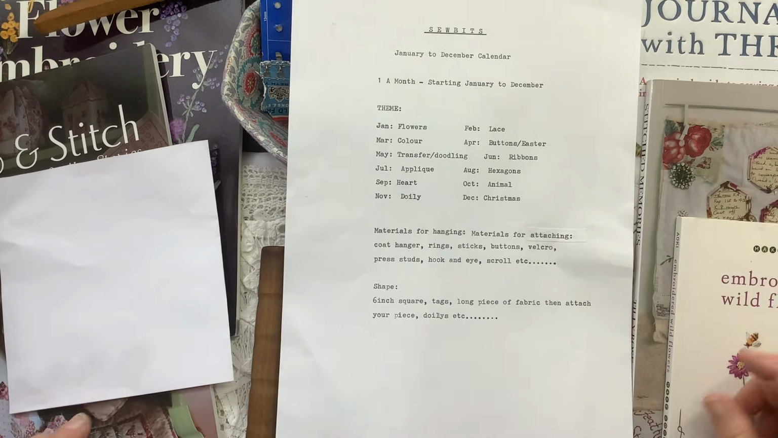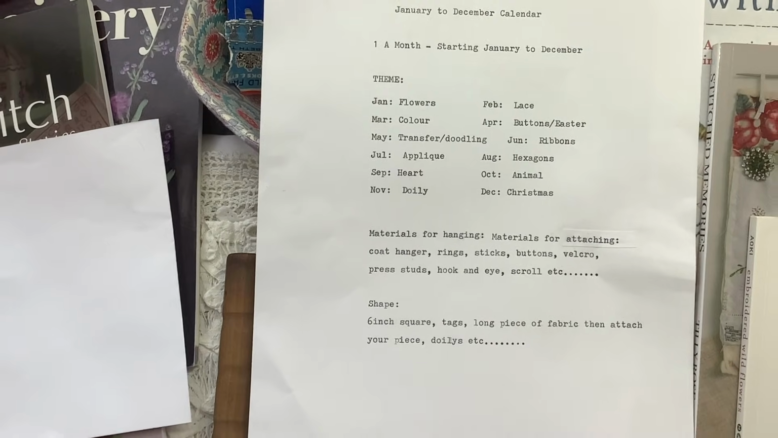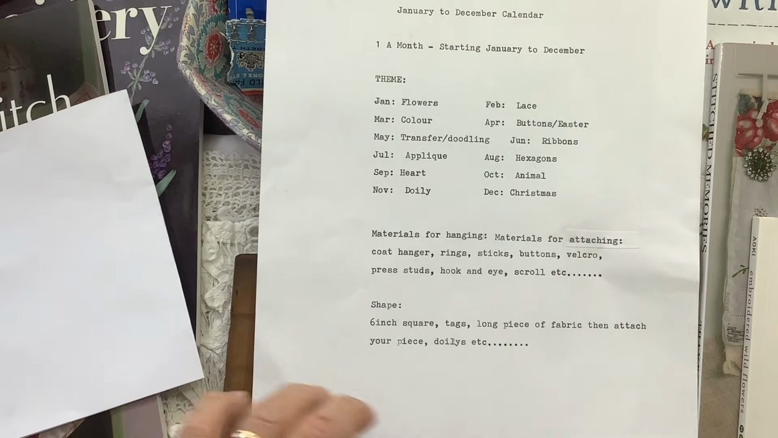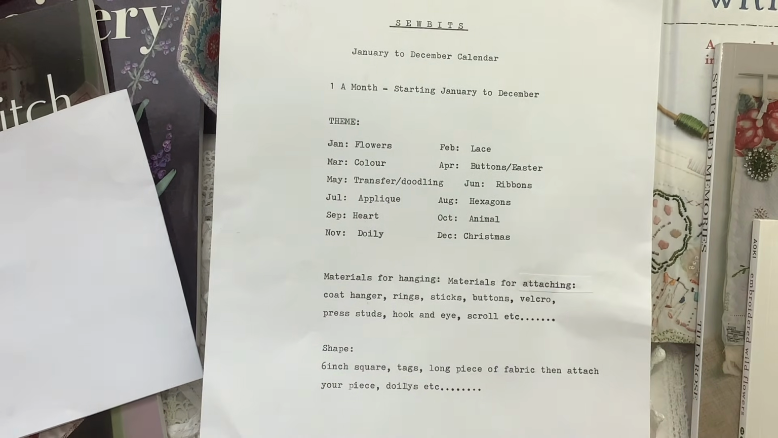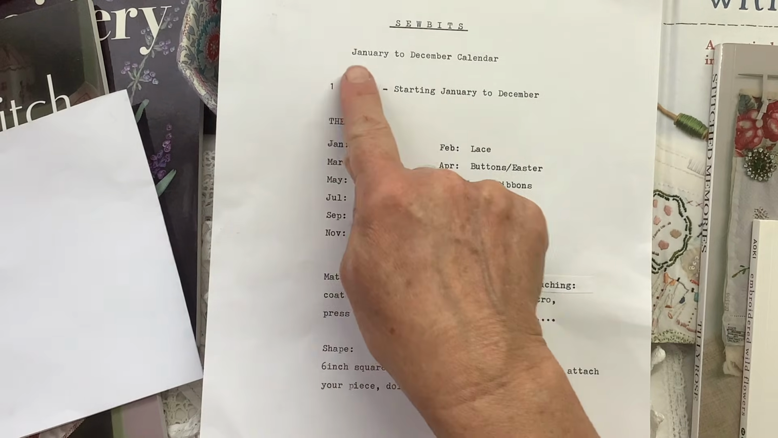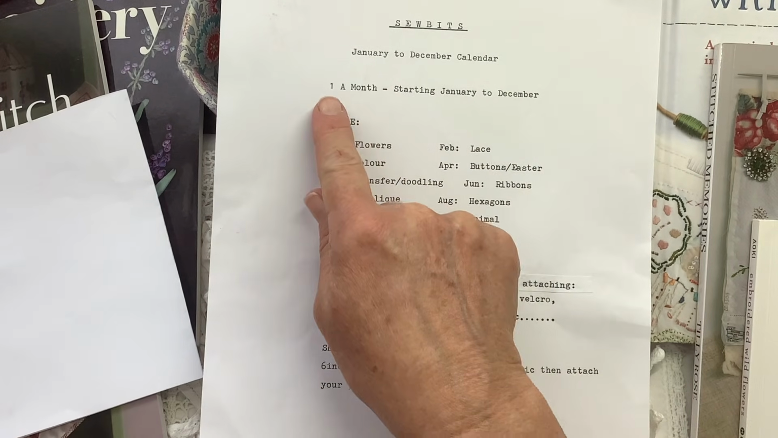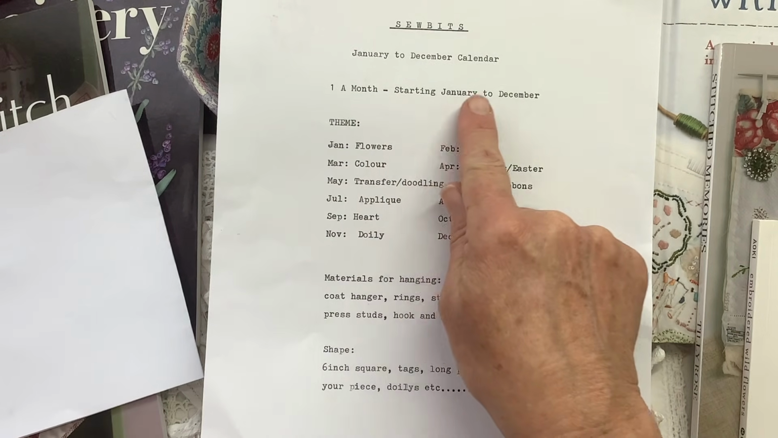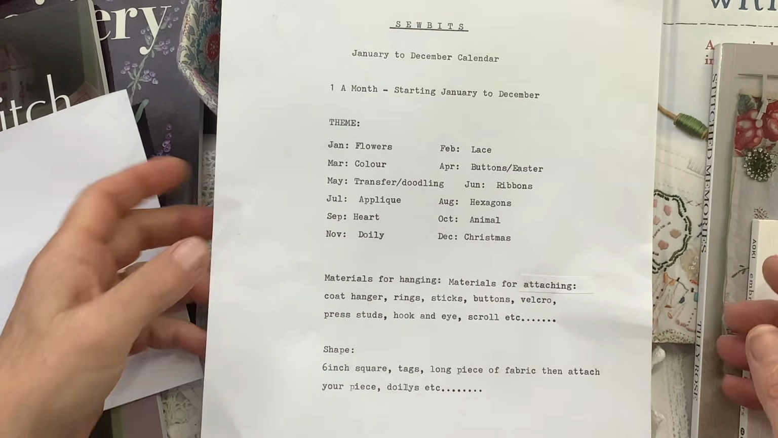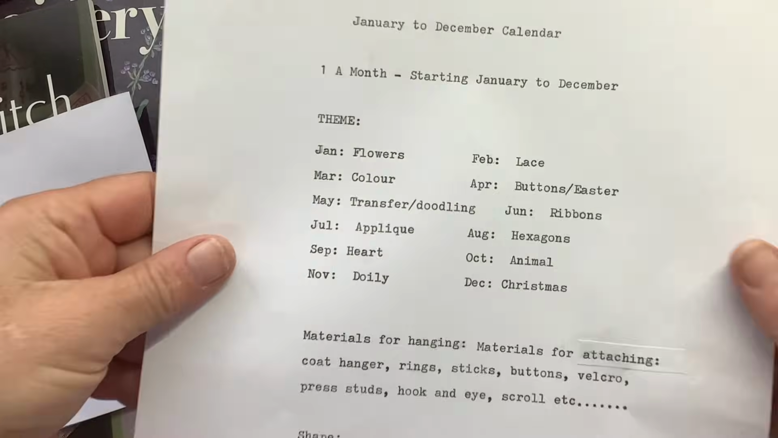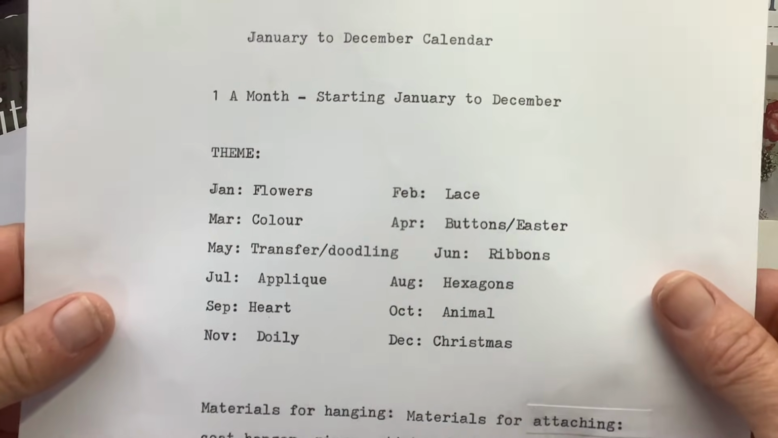And I'll bring you down so you can show the piece of paper better. Right, let me have a look at that. Where are we? There we are. And so, like I said, the January to December calendar, one a month, starting January to December. Now, I've given themes for every month. So if you wanted to take a screenshot of that, you can.